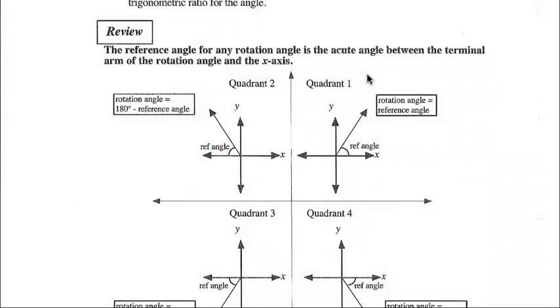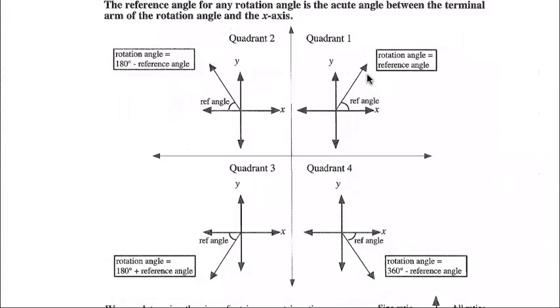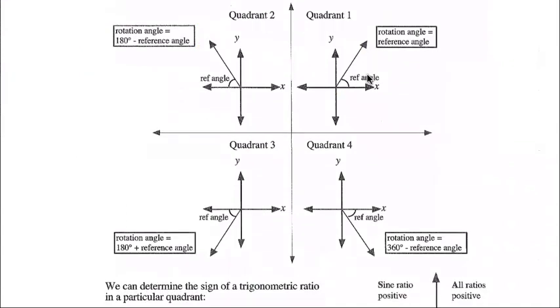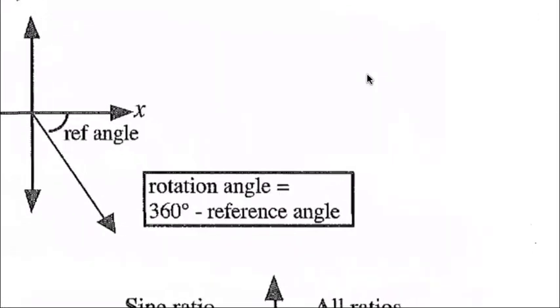And when we have numbers, we can determine those reference angles by, if we're in quadrant 1, rotation angle and reference angle are the same. In quadrant 2, rotation angle is equal to 180 degrees minus the reference angle. In quadrant 3, the rotation angle is equal to 180 degrees plus the reference angle. And in quadrant 4, the rotation angle is equal to 360 degrees minus the reference angle. And of course, if you have the rotation angle, you can work any of these backwards, right? Just by doing the reverse process.